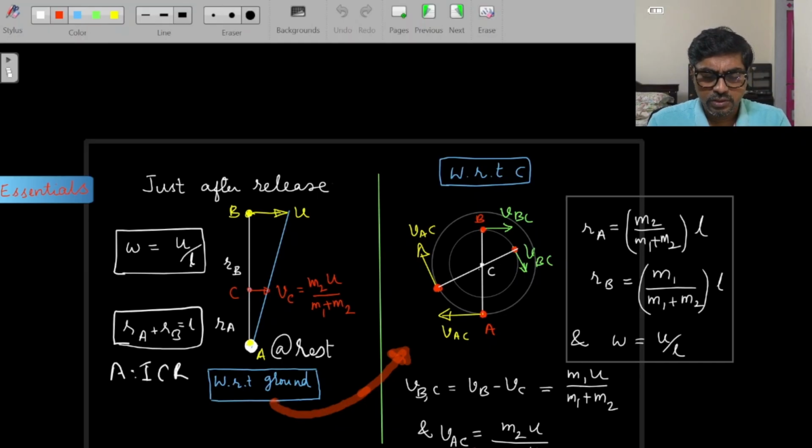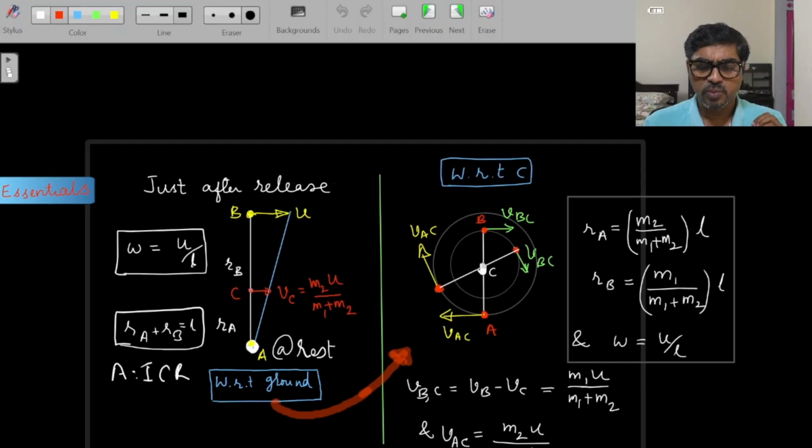Now, if you jump into the center of mass frame, you go from the ground frame to the center of mass frame, then obviously the center of mass will come to rest. C is the center of mass I am considering. In that CM frame, now A and B will have to move around in circles, concentric circles. This particular idea is very, very important. I hope you are comfortable. Otherwise, please don't miss it.